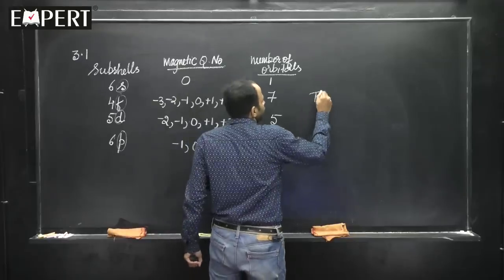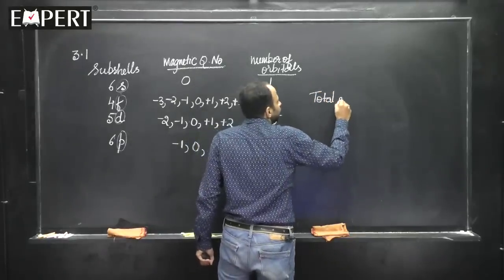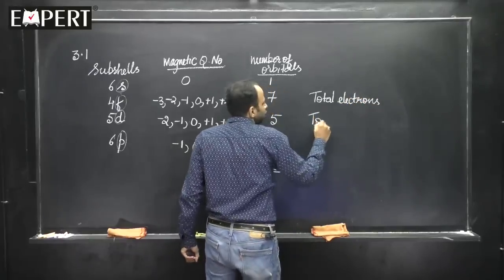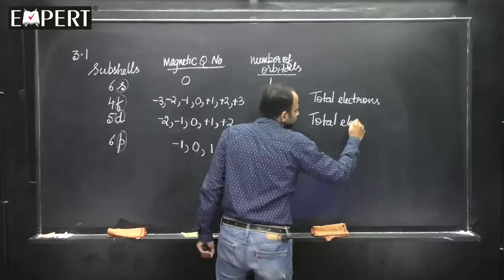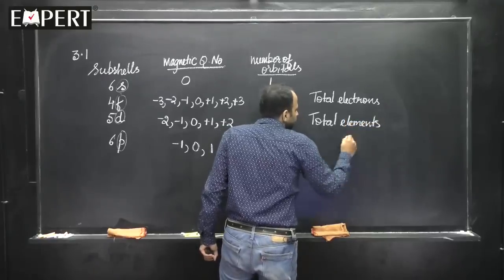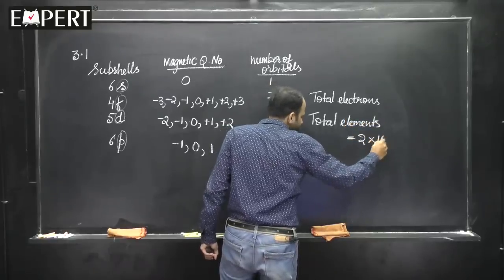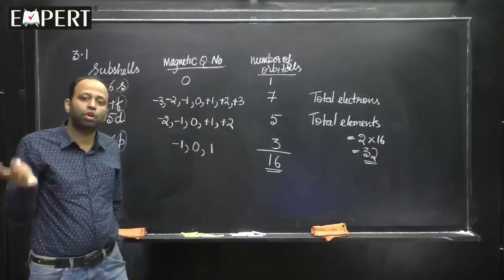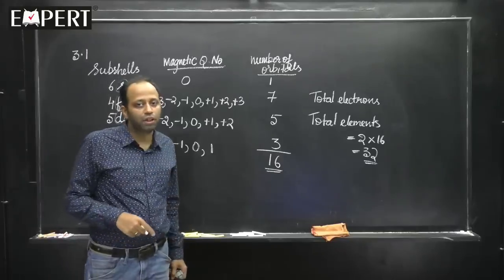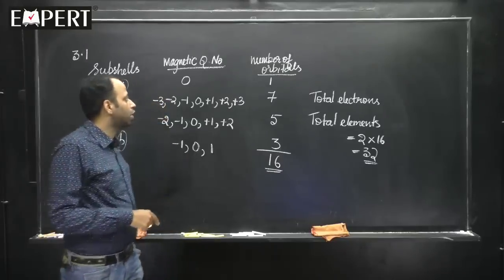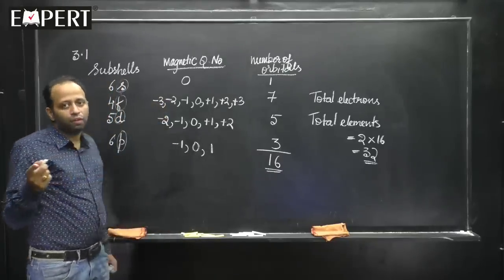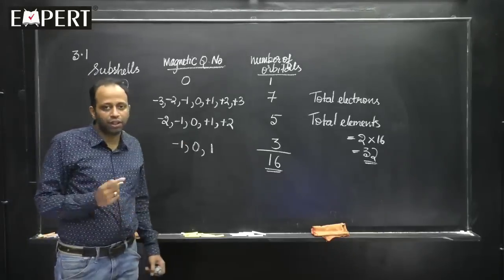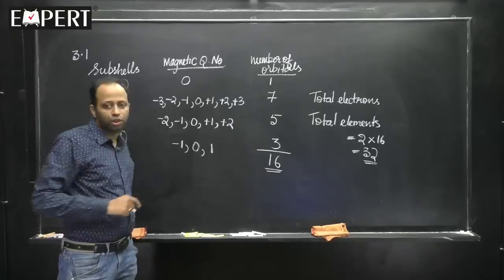So, what are the total electrons? Total electrons, or you can say total elements, will be equal to 2 into 16, which is equal to 32. So, as many electrons and protons you are going to add, that many elements are going to be there. Okay. So, I hope you have got the answer. If you have done some mistake or you have not got the answer, please go through this and copy this down. I will give you some time for it. Okay. Just note this down.